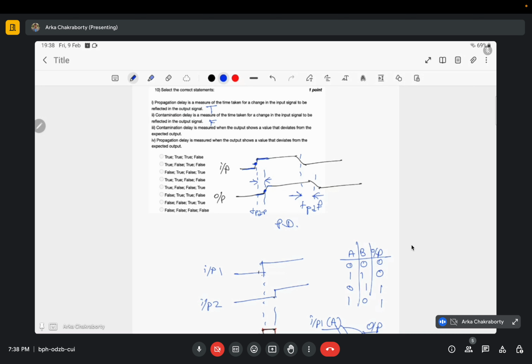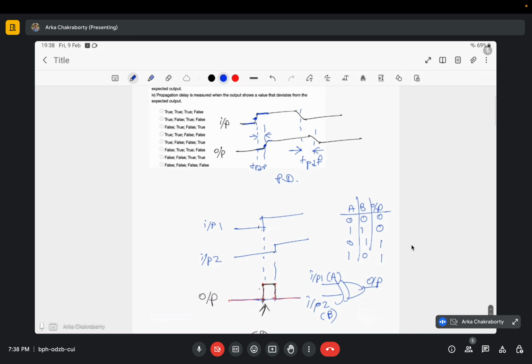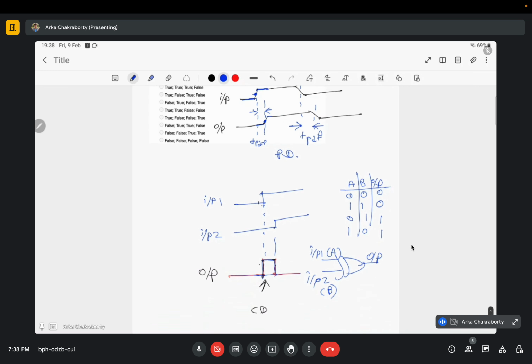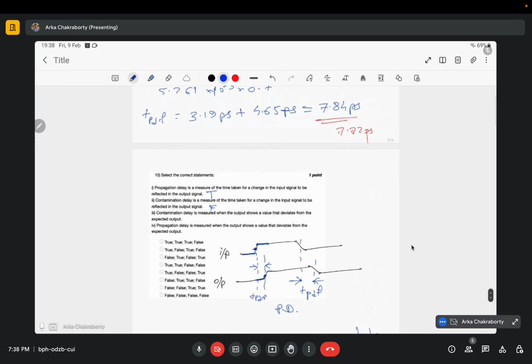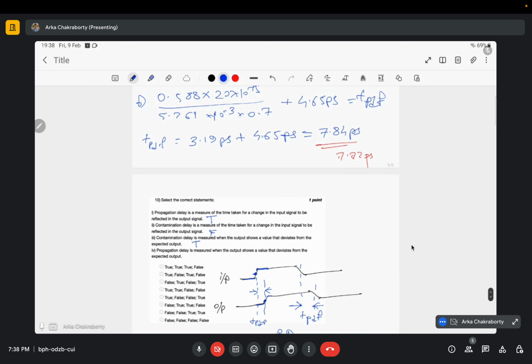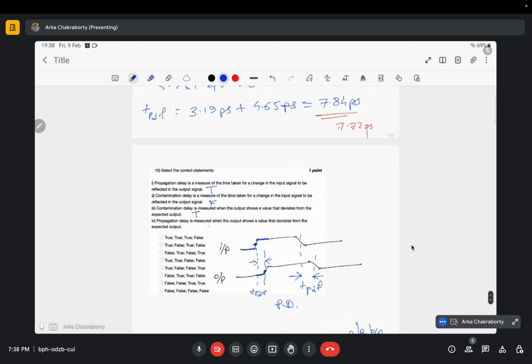Third one is contamination delay is measured when the output shows a value that deviates from the expected value. So yes, it is true. And final one is propagation delay is measured when the output shows a value that deviates from the expected value. No, it's the definition of contamination delay. So it is false. So my answer is true, false, true, false. This one is the correct answer.